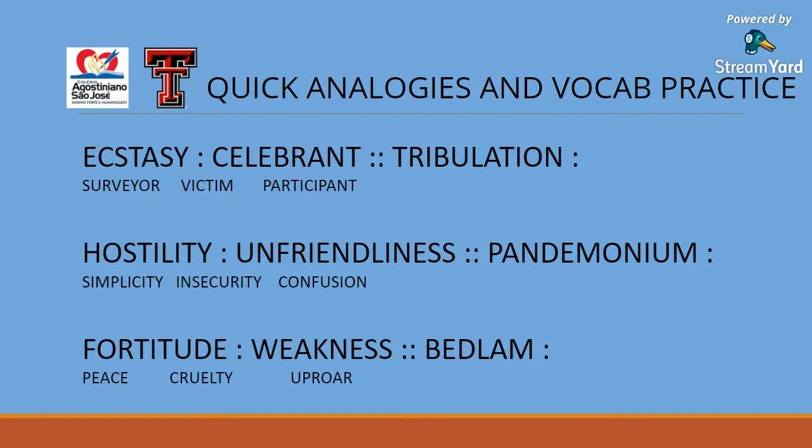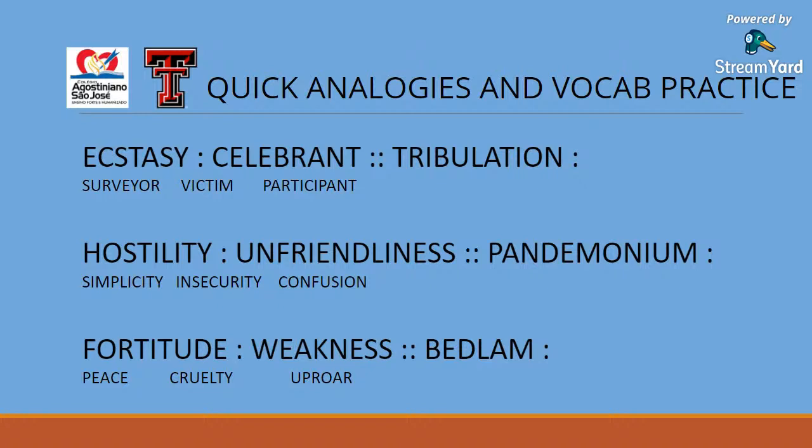Think about it and send me your answers if you want. Hostility is to unfriendliness as pandemonium is to what? Simplicity, insecurity, or confusion. So again, if you don't understand this, the first two words are related in some way, and then the second two words need to be related. So if hostility is close to unfriendliness, pandemonium is close to what? Is it close to being simple, to being insecure, or confusion? I'll let you figure that one out.